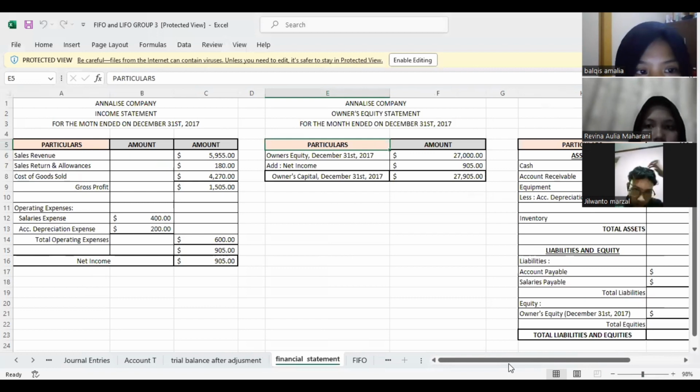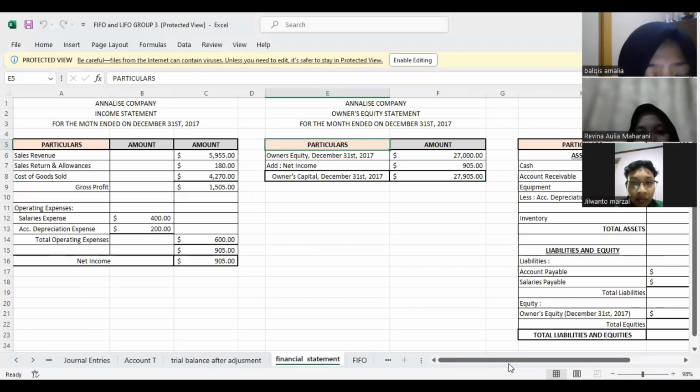The first one is the company's income statement for the month ended on December 31st, 2017. The particulars: the first one is sales revenue. The amount is about $5,955, and we have sales return and allowances of $180, and cost of goods sold $4,270. So the sales revenue will be reduced by the sales return and allowances and the cost of goods sold.